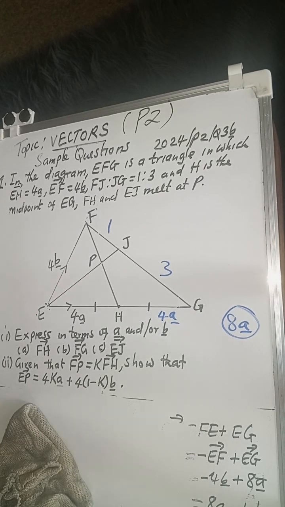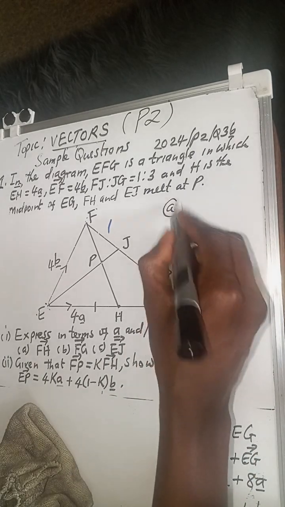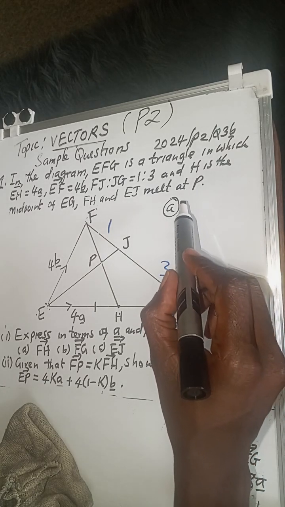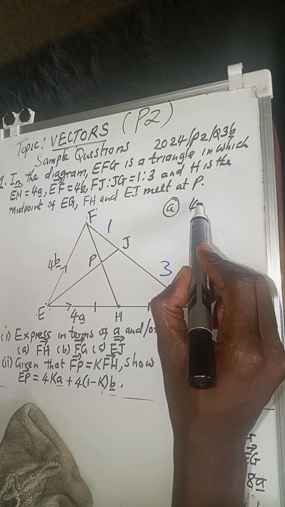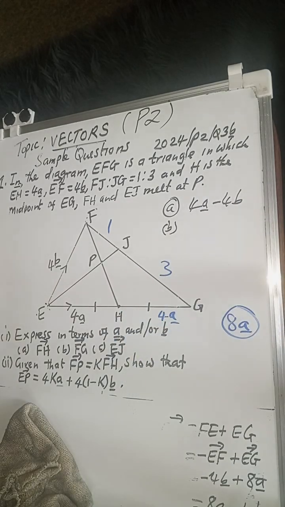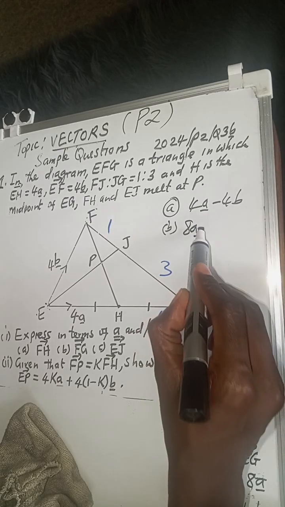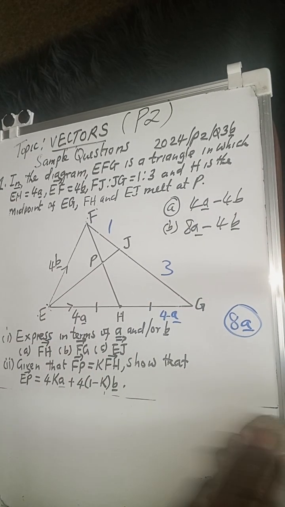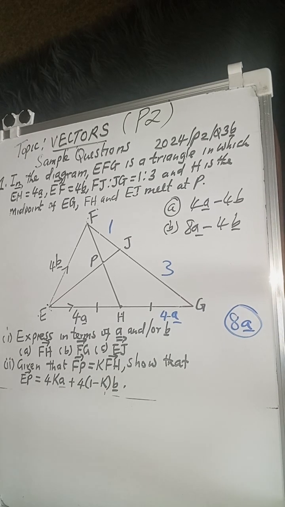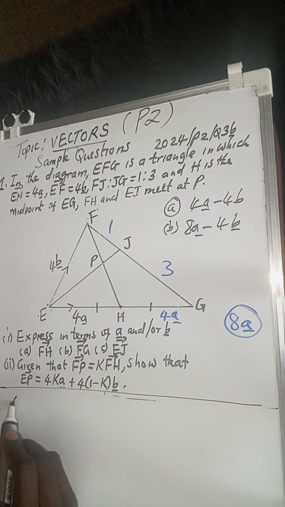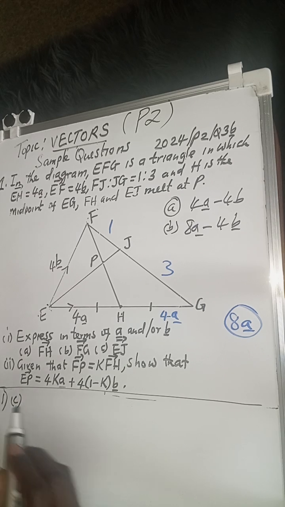So let me just put up what I'm getting there. The first one, we simply got 4 vector A minus 4 vector B. For B, we have gotten 8 vector A minus 4 vector B, because we need this as we move on. So that's why I'm writing them there. Right, so we can move on to our C part, Roman 1C.